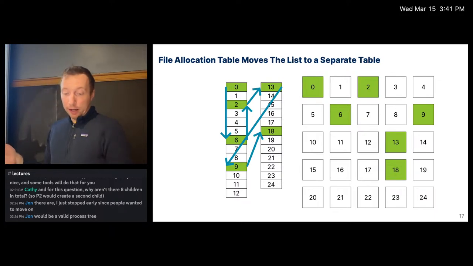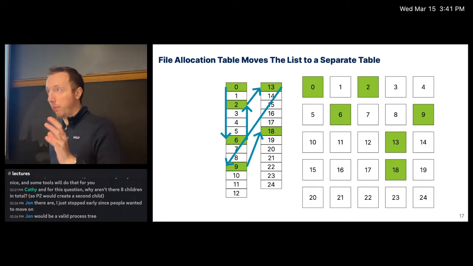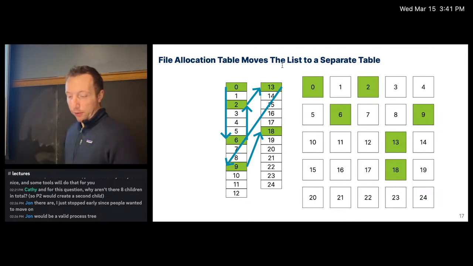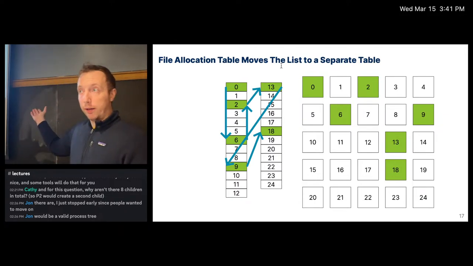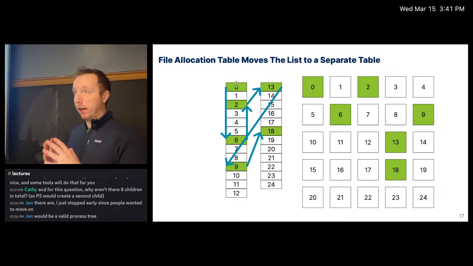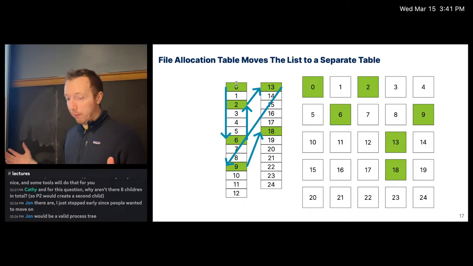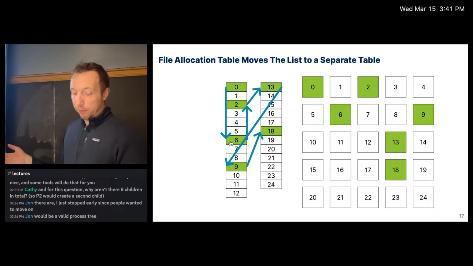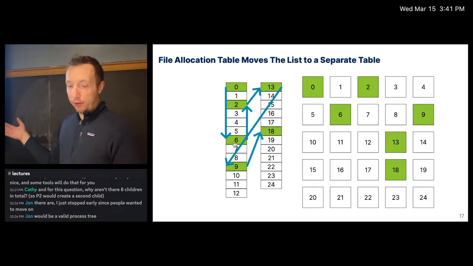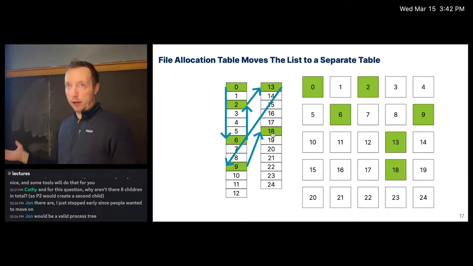So that's exactly what a file allocation table is. The file allocation table is just a list of pointers, and it makes all the pointers right next to each other. So instead of storing the pointers on the blocks themselves, the blocks are now free, and you have this separate table that has an index for every block, and you can point to them. So at index 0, it would point to block 6. Block 6 would point to 2, 2 would point to 13, 13 points to 9, 9 points to 18, and we're done.